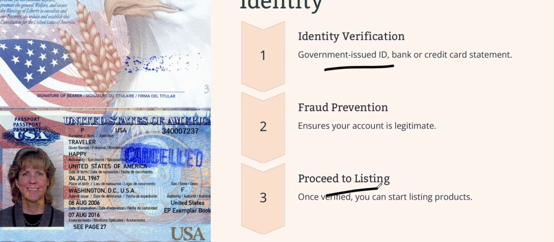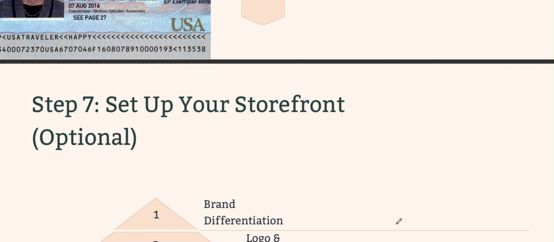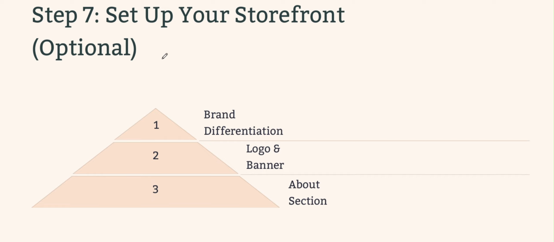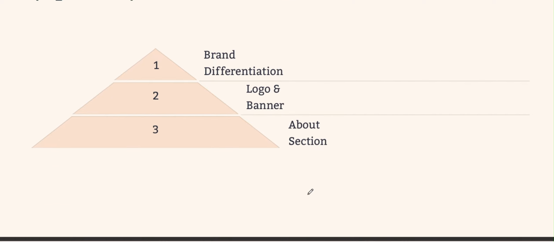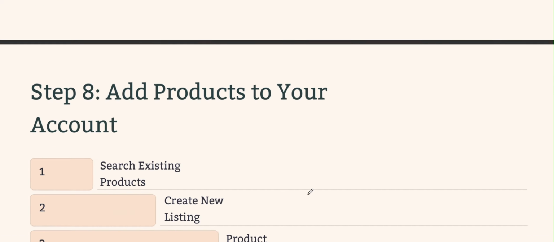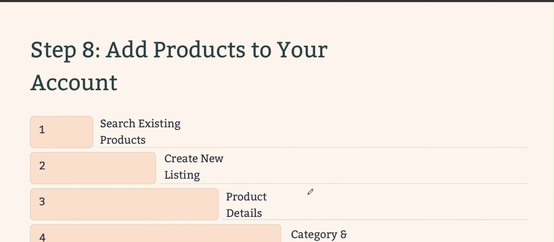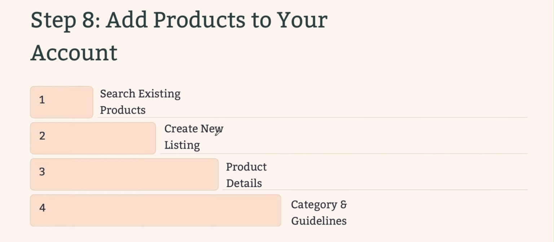Now proceed to your listing. After verification, you can start listing your products on Amazon Seller Central. It is an optional set up, your storefront. It means you have to create a store on Amazon in which you can put your logo, banner, brand definitions, and you can make the sections, different sections for the different products. After that, add products to your account. You can add the product.